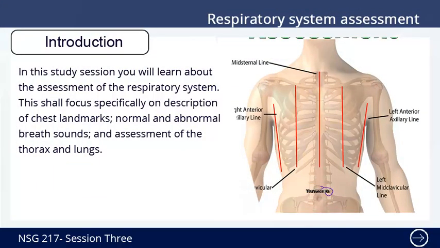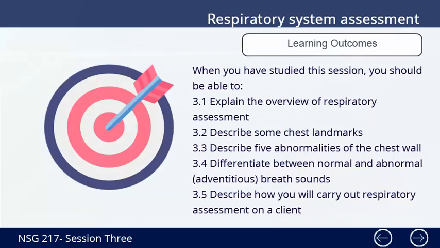Introduction. The respiratory system is made up of organs in your body that help you to breathe. Remember that respiration enables breathing. The goal of breathing is to deliver oxygen to the body and to take away carbon dioxide. In this study session, you will learn about the assessment of the respiratory system. This shall focus specifically on description of the chest landmarks, normal and abnormal breath sounds, assessment of the thorax and lungs.